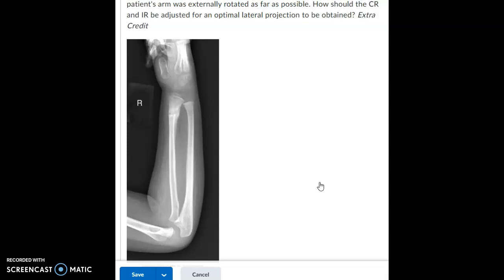But you definitely have to think critically and draw an imaginary line connecting where that distal radius and ulna would align, and then align that central ray to the part. And then your IR is going to be perpendicular, or the central ray is still going to be perpendicular to the IR from there.